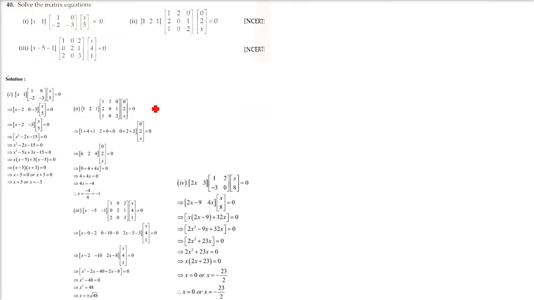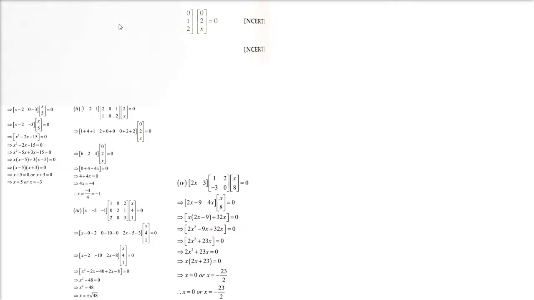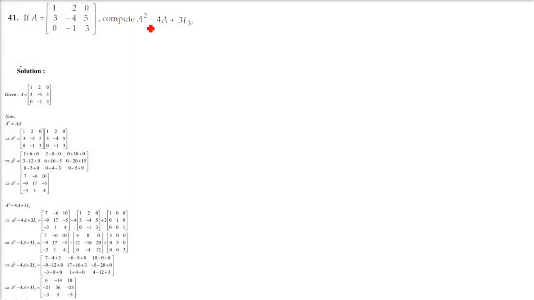Solve the matrix equation. This is NCERT. So all these types we have already done. You just have to multiply and equate it to the null matrix, that is 0, and that x will come. This is NCERT and very important. But this type of question we have already done. So we'll try to take a question of this type in the upcoming questions. I will definitely do it. So this we have already done, so I'm skipping it.